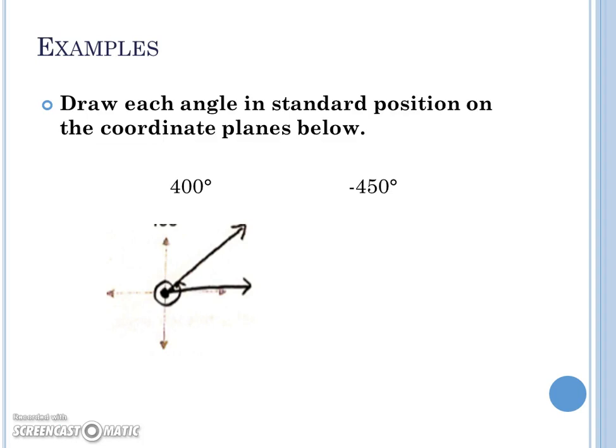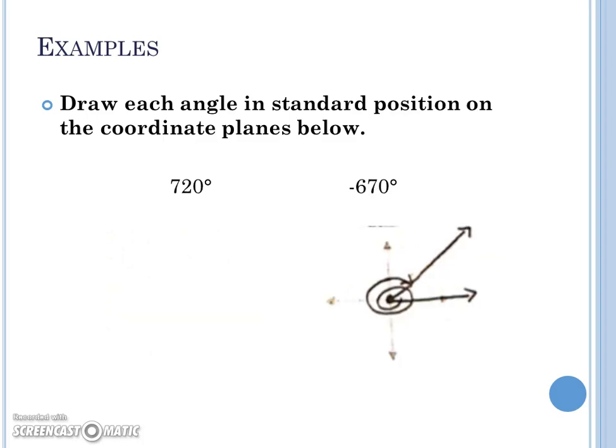Negative 450 is 90 degrees past a full rotation. It's negative, so it's going to the right. So it goes full circle, then 90 degrees more, creates that 90 degree angle there. Okay, so that's negative 450 degrees.